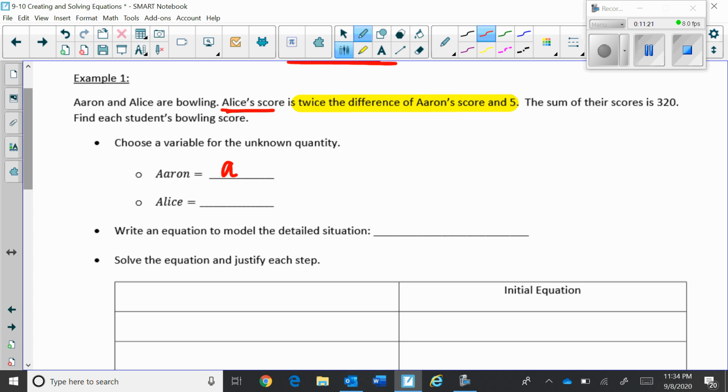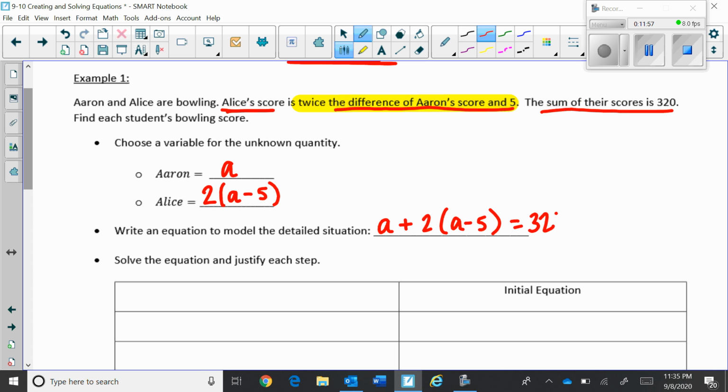So let's start within the middle. The difference of Aaron's score and 5. So we would do A minus 5. All right, that's the difference between Aaron's score and 5. And then we want twice that. So we're going to have a 2 on the outside of that. All right, so then we're writing an equation to model this, we know the sum of their scores is 320. So we would add these two scores together, A plus 2 times A minus 5 equals 320.